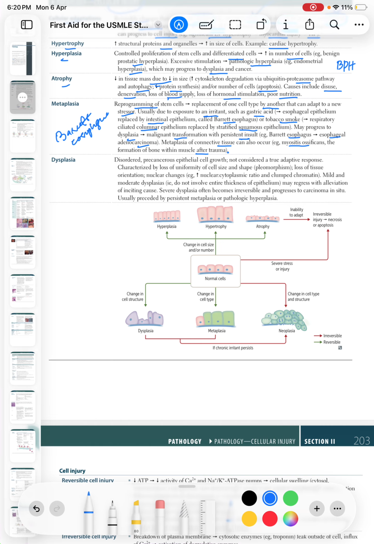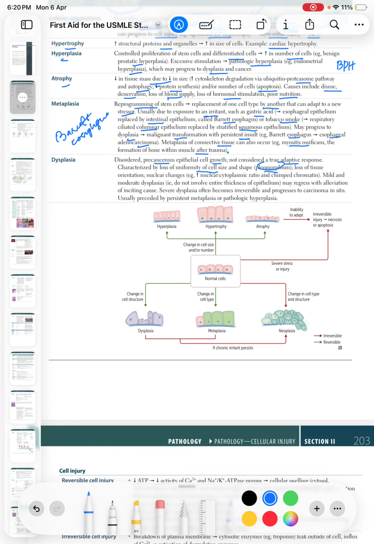Now, what is dysplasia? Dysplasia is a disorder of precancerous epithelial cell growth, not considered a true adaptive response, characterized by loss of uniformity of cell size and shape, which is called pleomorphism. Pleomorphism means the loss of the shape of the cell. Also loss of tissue orientation and nuclear changes, for example, increased nuclear cytoplasmic ratio and clumped chromatin.